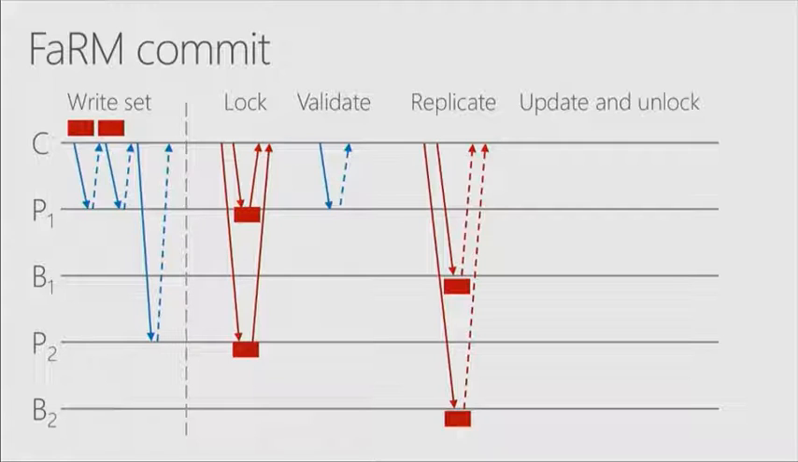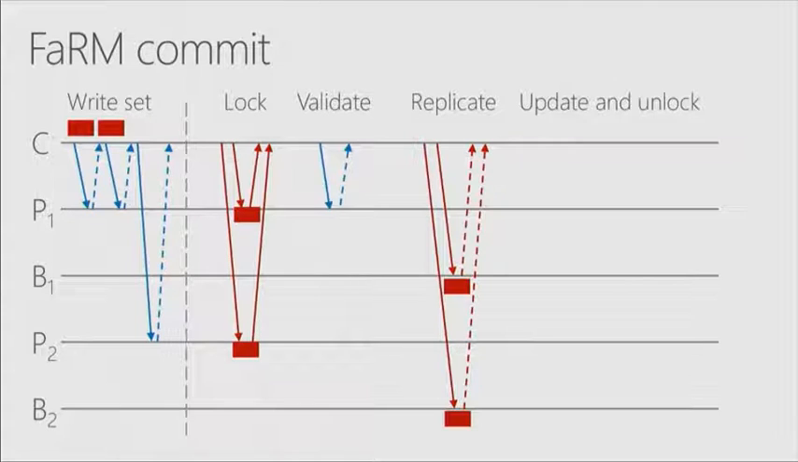Do you validate both primaries, or is it just you've only got arrows for P1? Yeah, this is just because it's an example. The example assumes that the only object that was read but not written lives on P1. So we basically validate all the objects that have been read but not written. Okay.